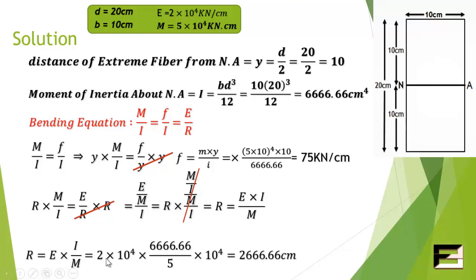E we already found: 2 multiplied by 10 raised to the power 4, multiplied by I, which we have as 6666.66, divided by M, which we have as 5 multiplied by 10 raised to the power 4. When we do some maths we will get 2666.66 centimeter. This was our approach. We have done it.